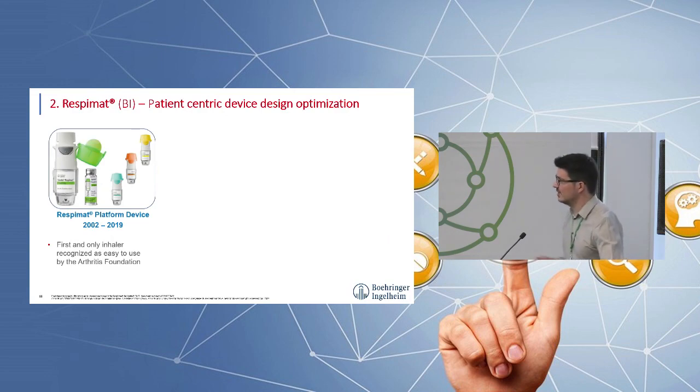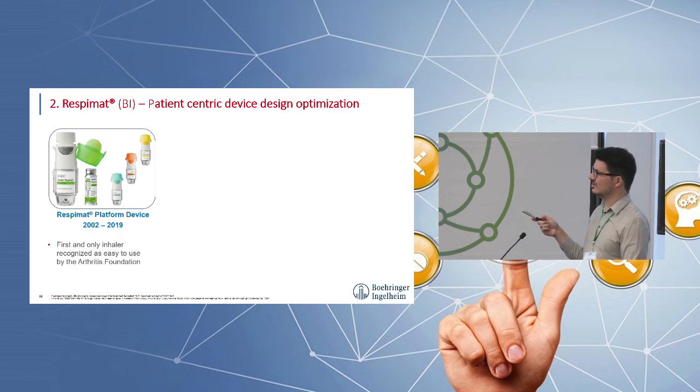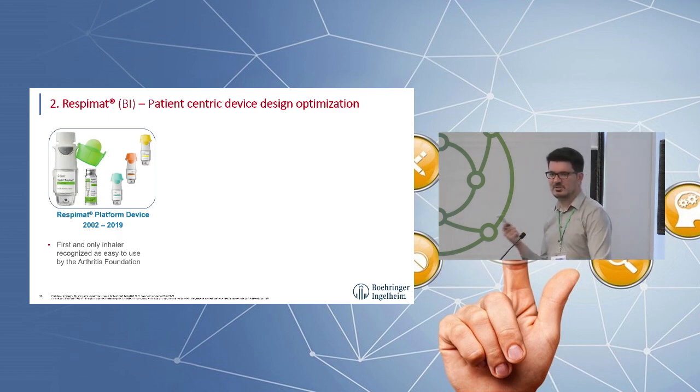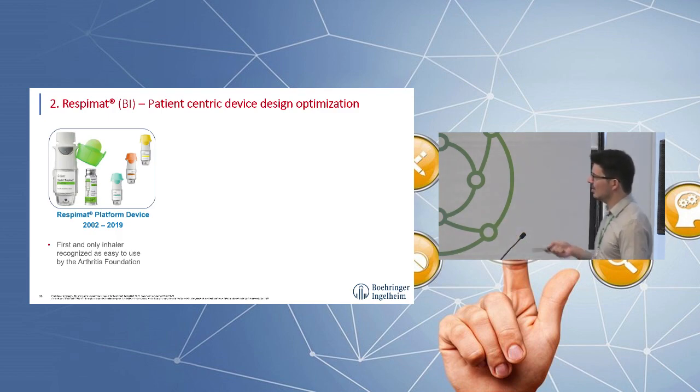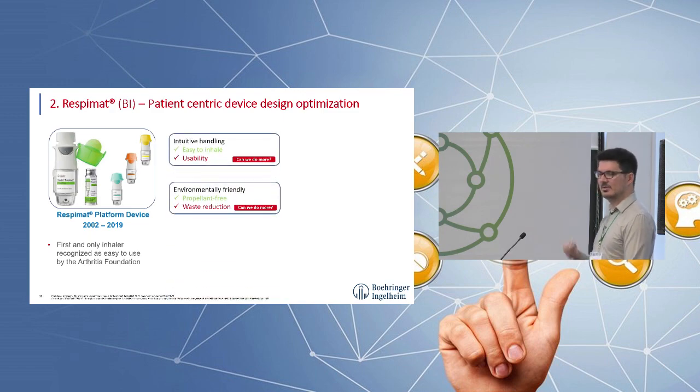So quickly to finalize, this is the second case study, and I think this would be more familiar for you. This is the Respimat, which is a product that has been many years on the market from Boehringer. Although the initial design that they had was still recognized as easy to use by the Arthritis Foundation, which was a good thing, they still made more effort to really improve the device in order to meet the patient needs.